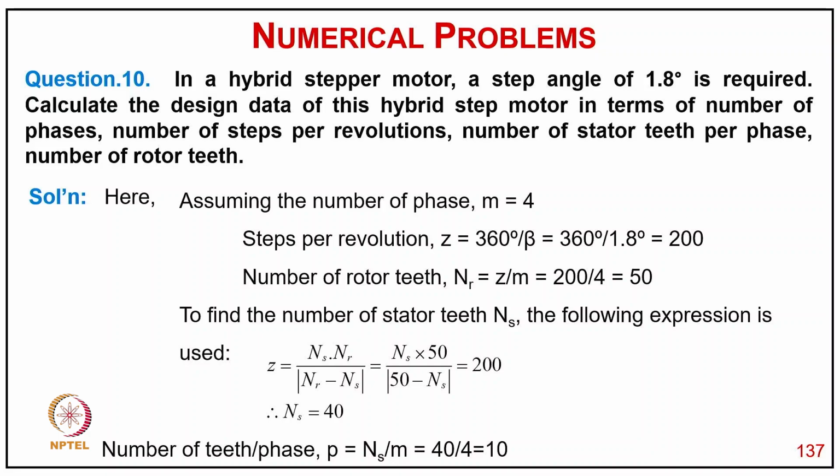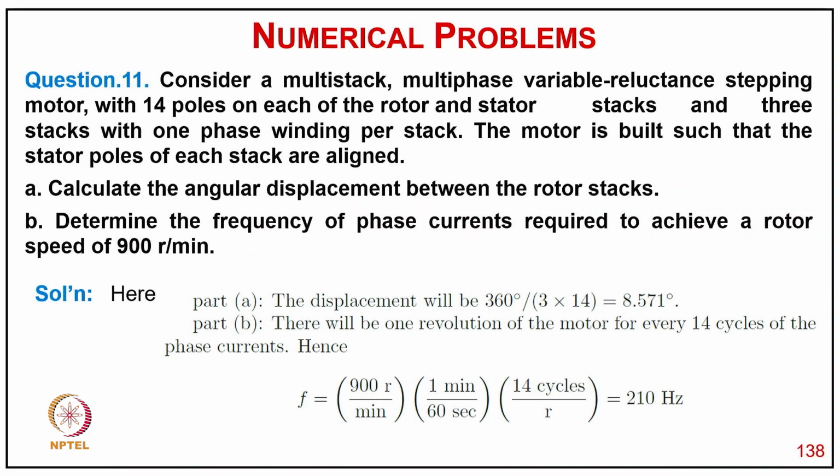To find the number of stator teeth ns, the following equation is used: z equal to ns into nr divided by ns minus nr absolute. So putting the value, it comes ns equal to 40, and teeth per phase p equal to ns upon m, that is 40 by 4, that is 10.